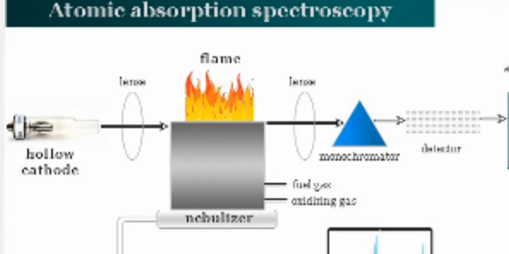Okay, so this is our topic, which includes the basic instrumentation of atomic absorption spectroscopy, its principle and its introduction, and many important definitions, including the starting of the chapter.